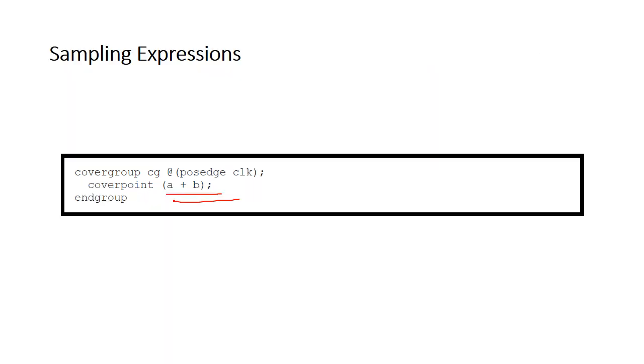Regarding sampling of the expression, this is an example for sampling of the expression. Cover point A plus B is the expression given over here. Sampling expressions allows us to capture the values of expressions, not just simple variables, at specific points in time. This is very useful for more complex coverage scenarios.